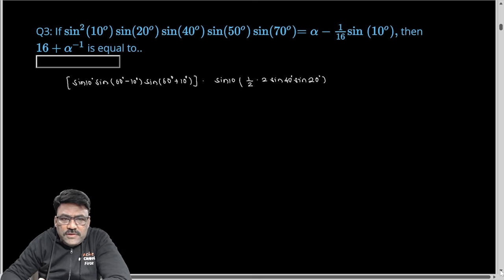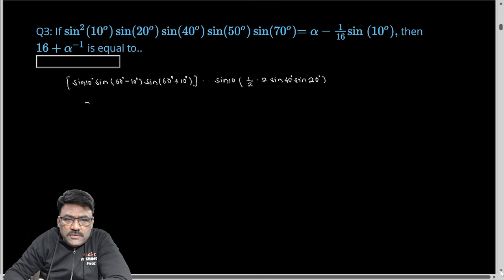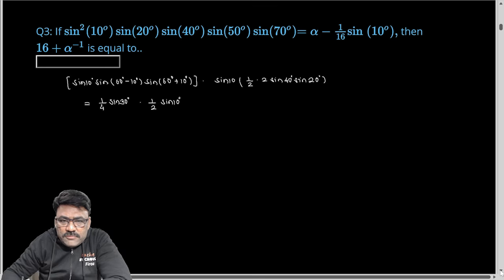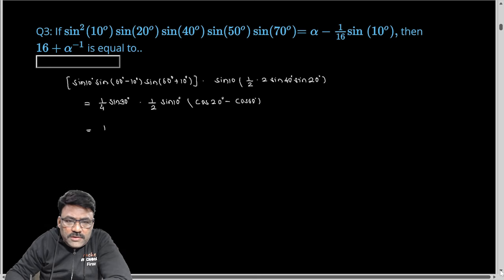Now use the formula sine theta, sine 60 minus theta, sine 60 plus theta, that becomes 1 by 4 sine 3 theta. Theta is 10, so 3 theta is 30. Then I have here half sine 10 and 2 sine A sine B, 2 sine 40 sine 20. 2 sine A sine B is cos of A minus B, which is cos 20, minus cos of A plus B, which is cos 60. So now it is 1 by, see, sin 30 is also half, so 1 by 16 here.